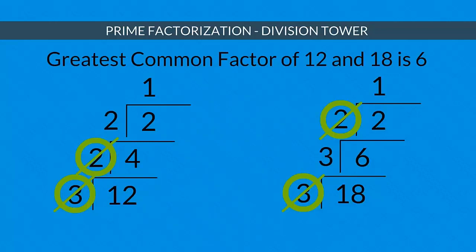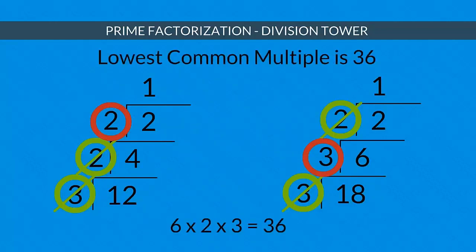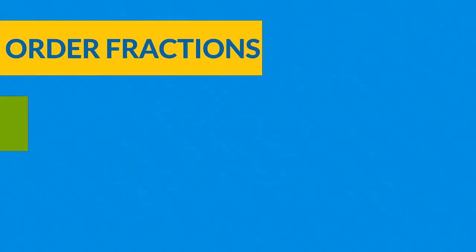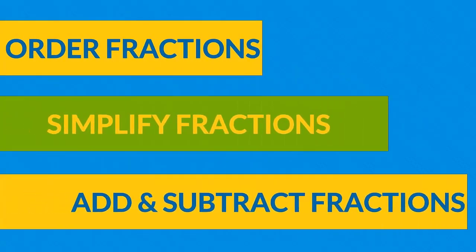With the division tower, I can quickly see who is left behind and add them to the list to get multiplied. We have a leftover of 2 and 3. 6 times 2 times 3 is 36. We'll be using these concepts to help us order fractions, simplify fractions, and do addition, subtraction of fractions.